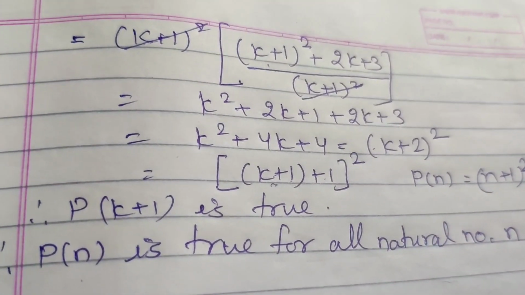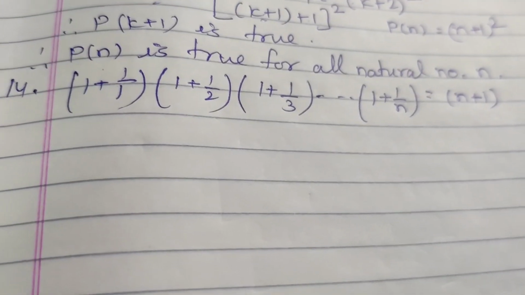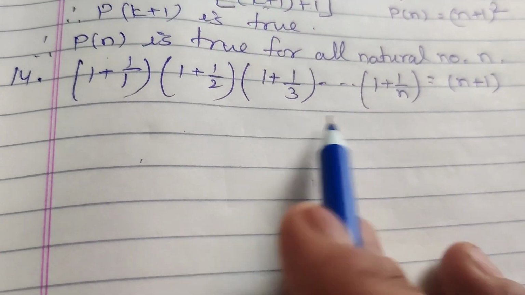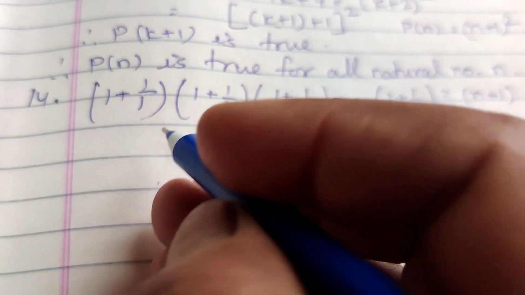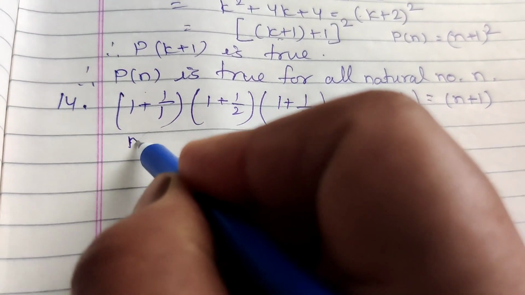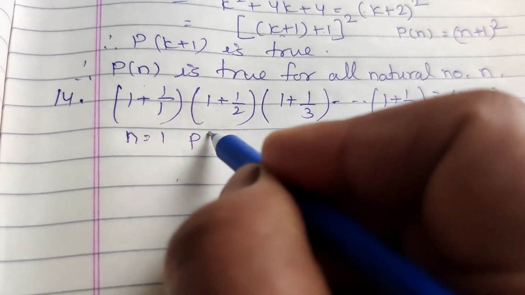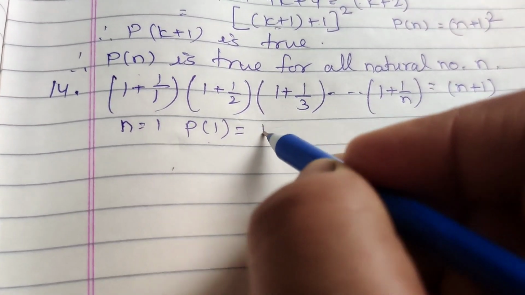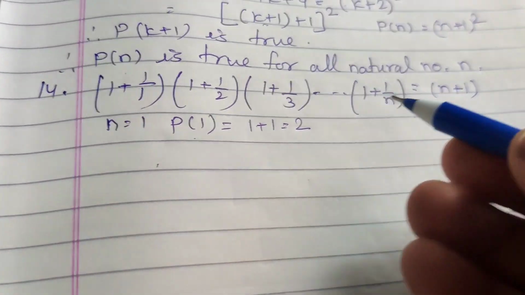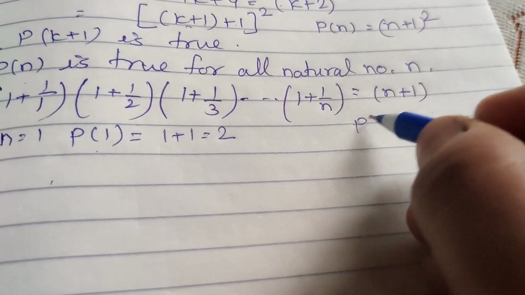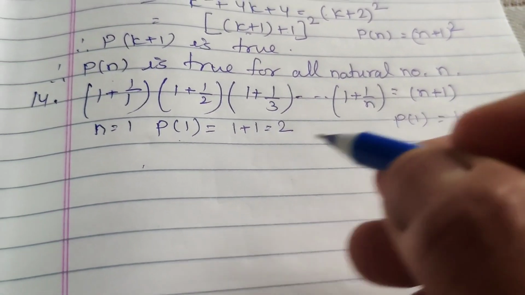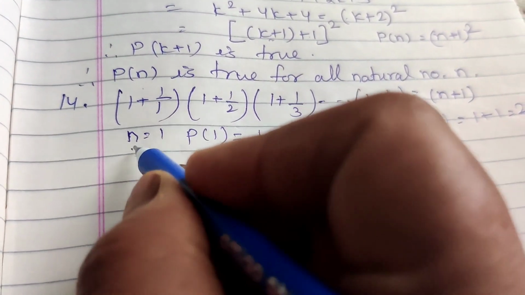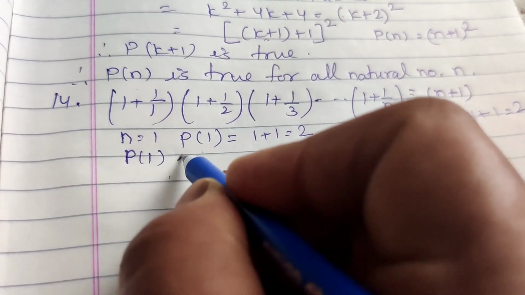Now question number 14. Question number 14 is (1 plus 1 by 1)(1 plus 1 by 2)... (1 plus 1 by n) equal to n plus 1. Simple. For n equal to 1, LHS P1 equals 1 plus 1, equal to 2. And this side RHS P1 equals 1 plus 1, equal to 2. It means P1 is true.